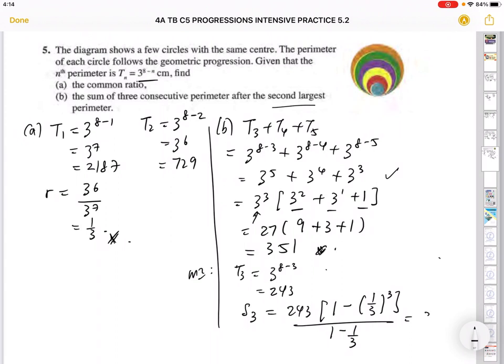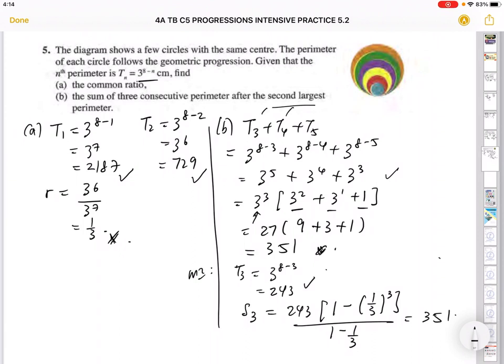Now, I say this again for those who are not very clear about this, because you are finding the sum of 3 consecutive perimeters after the second largest. The largest is your T1, 2187. The second largest is 729. The third largest is T3, 243. Because we are finding T3, T4, T5, there are 3.